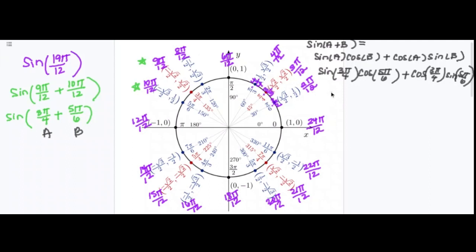All right, now I just come to my unit circle here. So the sine of 3 pi over 4, so find 3 pi over 4, that's here. Remember that star, that's the y value at that spot. This is square root of 2 over 2. The cosine of 5 pi over 6. What is x at 5 pi over 6? It's negative square root of 3 over 2.